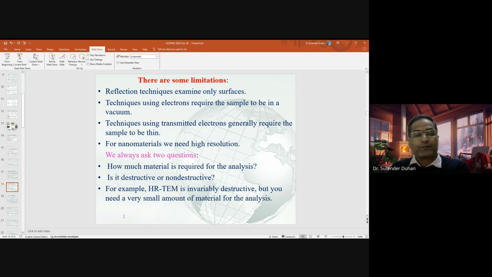We always ask two questions: how much material is required for the analysis? Is it destructive or non-destructive? For example, HRTEM is invariably destructive, but you need a very small amount of material for the analysis.